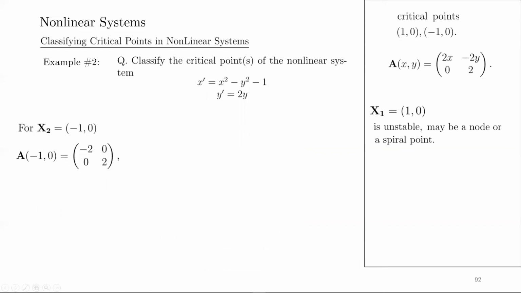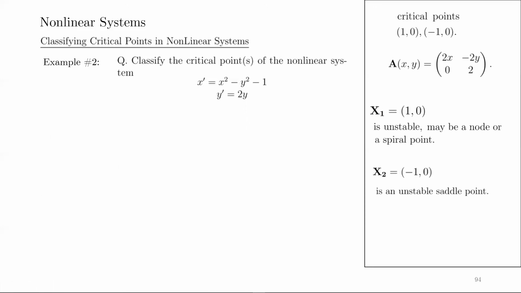Now if we go back to the other critical point, x = negative 1, y = 0, this is the Jacobian matrix when I substitute in x = negative 1, y = 0. And here, of course, I have distinct real eigenvalues. And so I already know that x2, (negative 1, 0), is an unstable saddle point because I had distinct real eigenvalues of opposite sign.